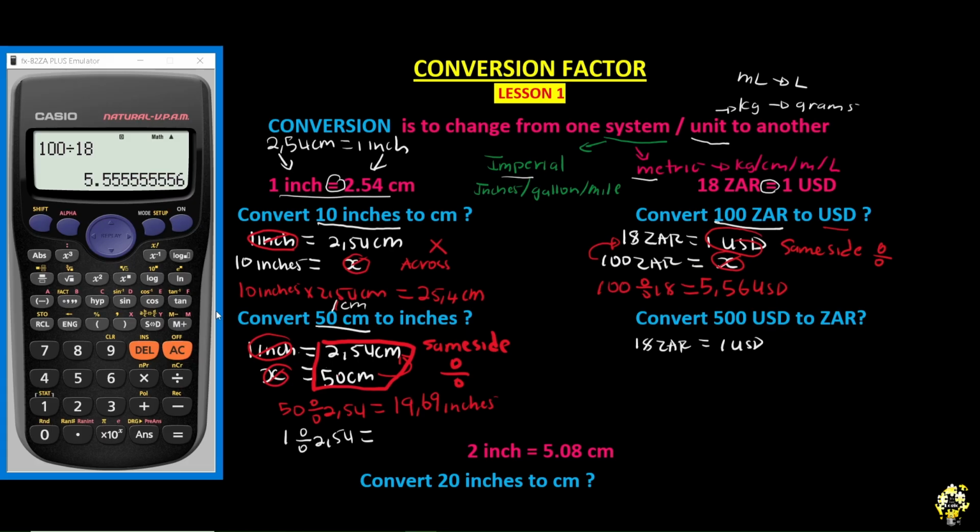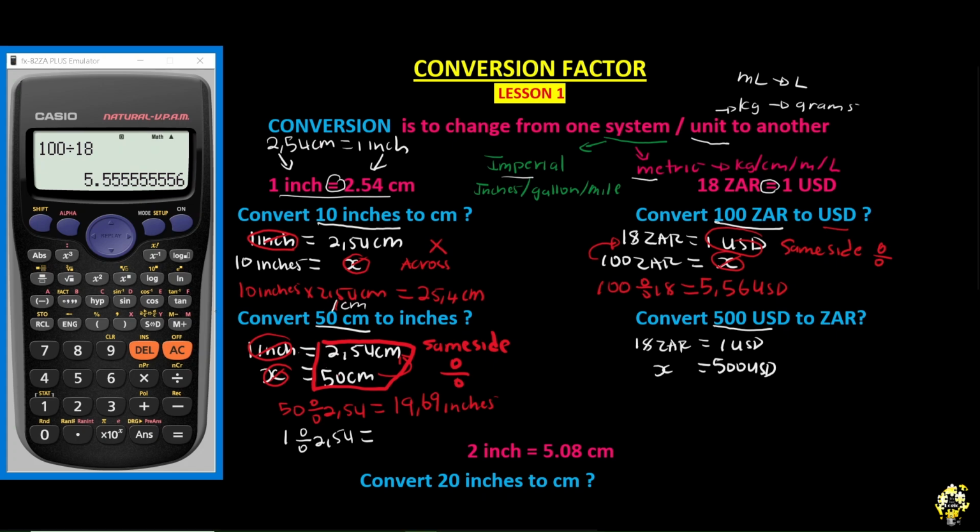What do we do secondly? Secondly, we look at what I am supposed to convert. Well, it's 500 USD. Are they on my left or on my right? Well, the USDs are on my right. Therefore, I am going to write 500 USD on this side. Do I have the South African rands? No, I don't have them. What therefore do I put? I have to put an X.